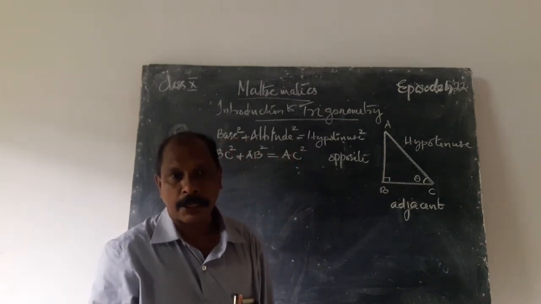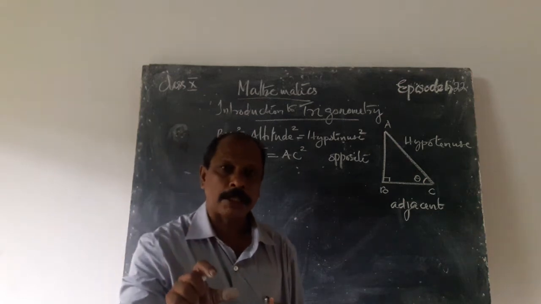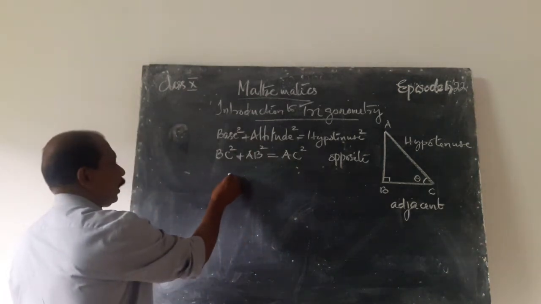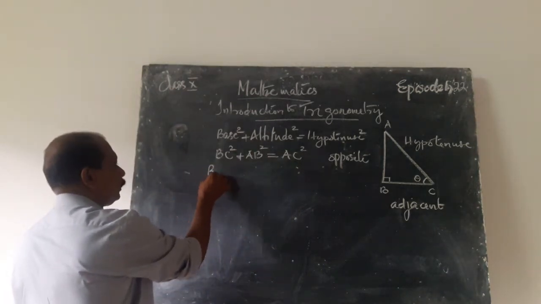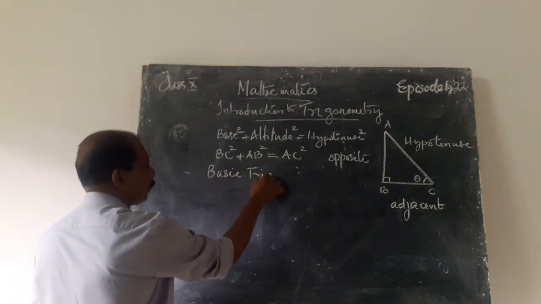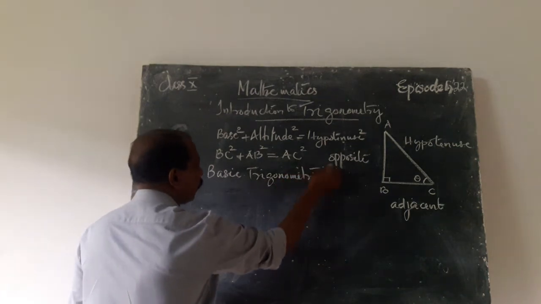These trigonometric ratios are basic. There are 3 trigonometric ratios. They are the first basic ratio, that is basic trigonometric functions.